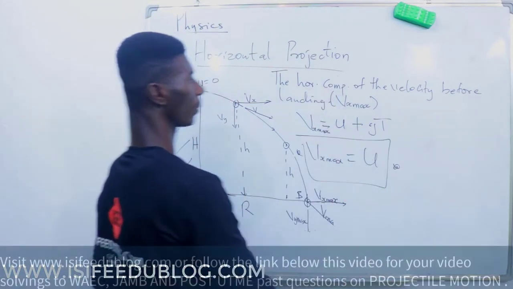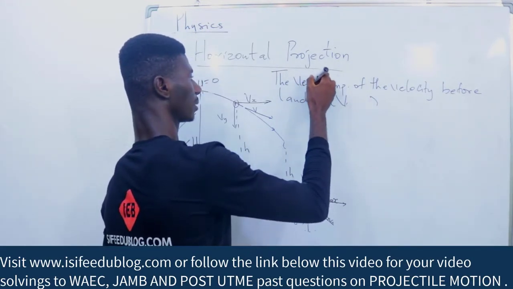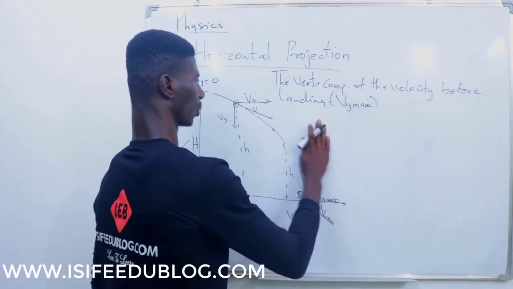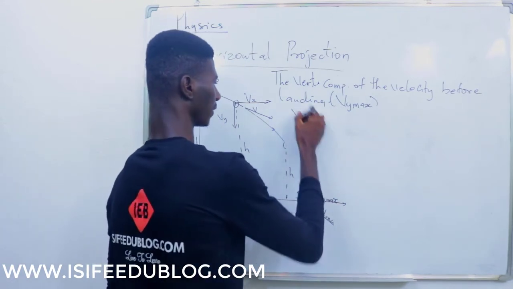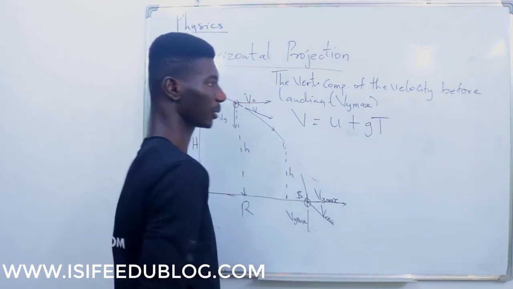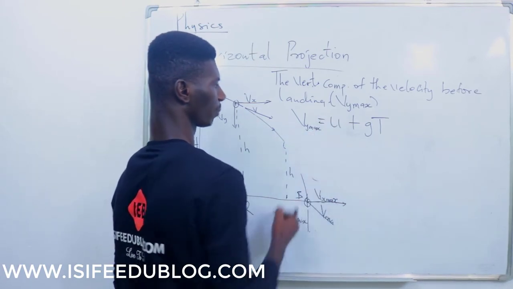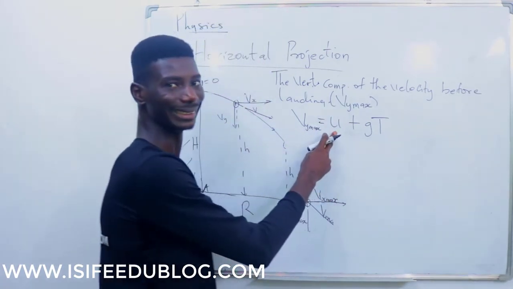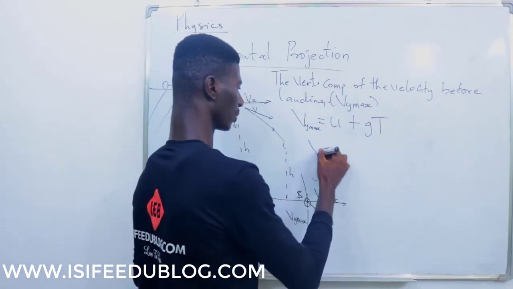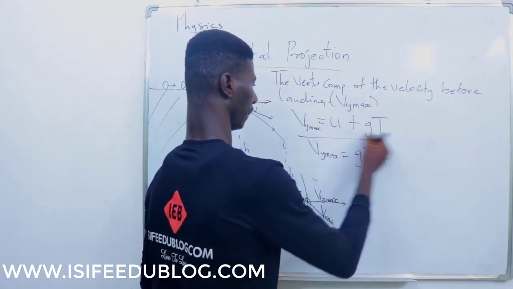Now what about the vertical component? We have the vertical component, which is Vy max. You can equally use any of the two formulas. You can decide on the first equation of motion, this plus this. Remember, we are making use of the capital T now. So Vy max is equal to, this is 0. Vertical component has no initial velocity, so this is 0. So Vy max is equal to gT.